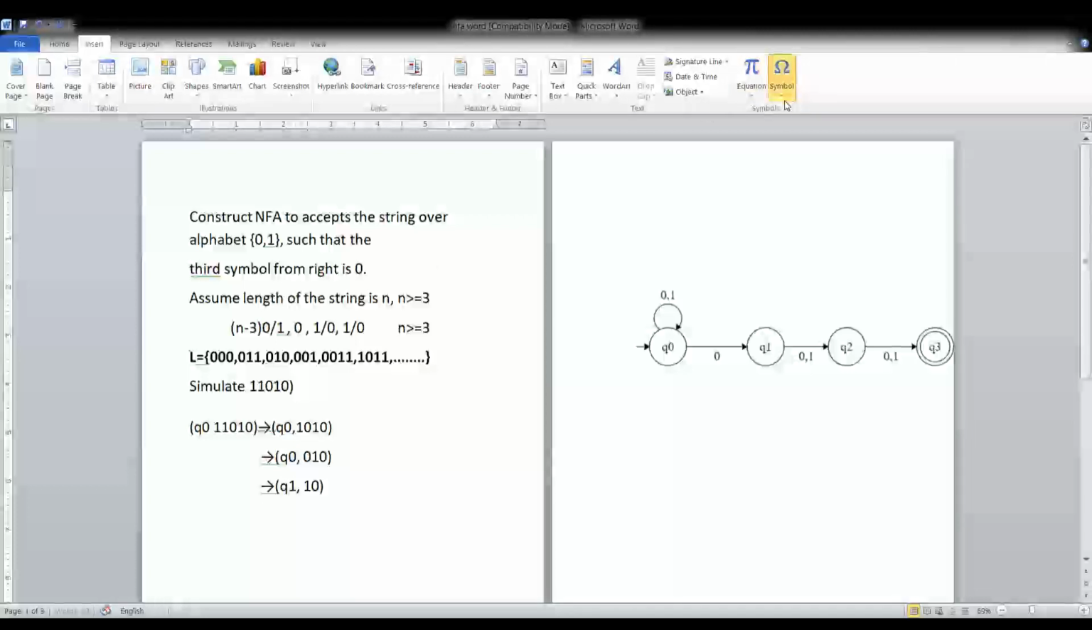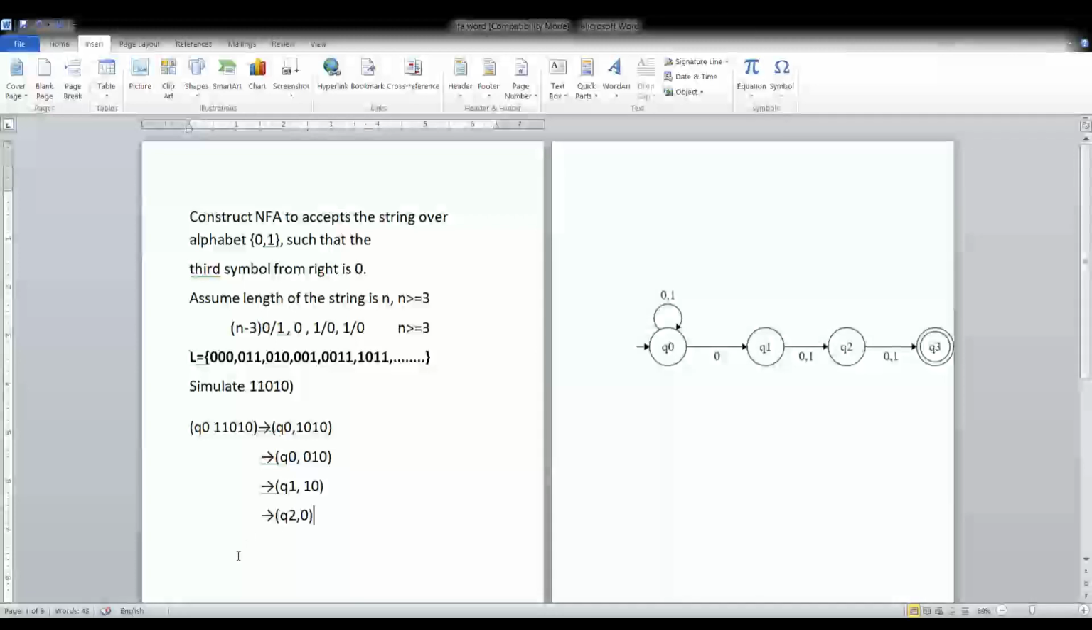Now we insert the arrow again. From Q1, the current input is 1. Q1 is the current state and the input is 1. From Q1 on 1, it goes to Q2. So we have this transition to Q2, and now the remaining symbol is 0.